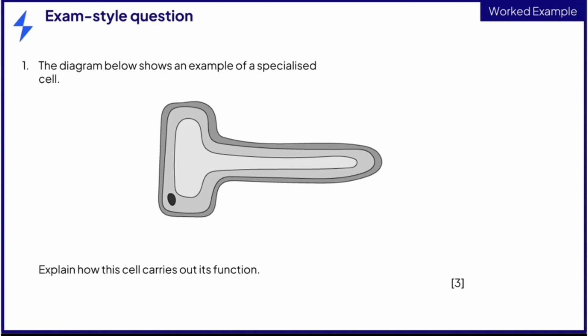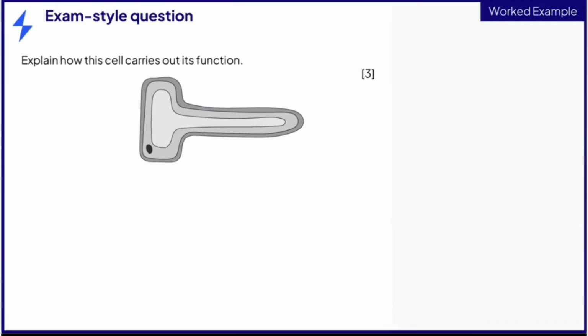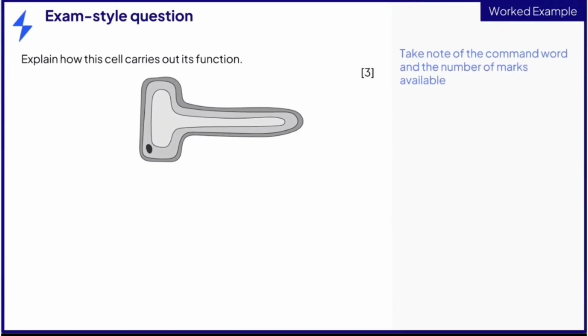Here we're presented with an image of a cell and asked to explain how it carries out its function. When tackling any exam question, you should always take note of the command word and the number of marks available. Here we've been asked to explain how the cell carries out its function for 3 marks. So we need to recognize the cell as a root hair cell, and we need to give plenty of detail in our explanation. Using bullet points can be a good way of checking that you've included enough different points for the number of marks, but be sure to write in full sentences.